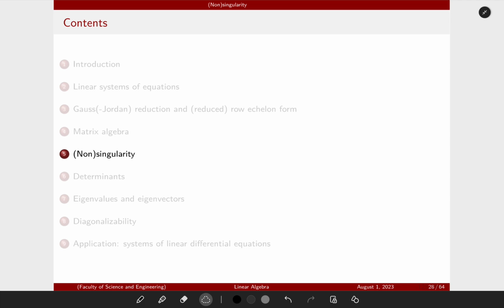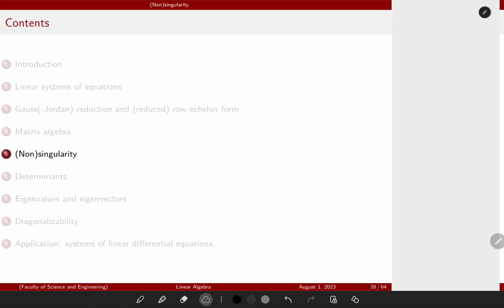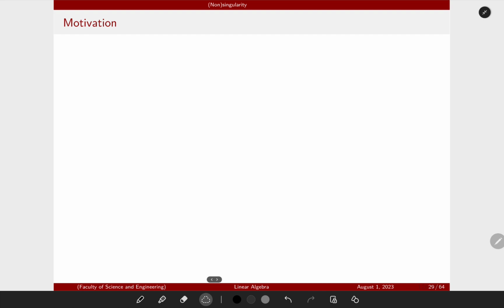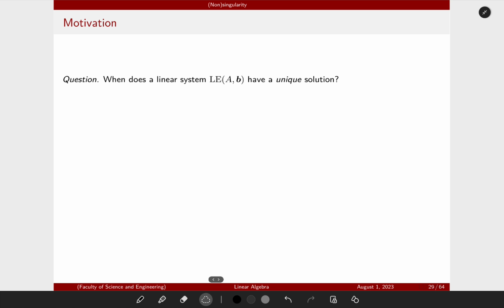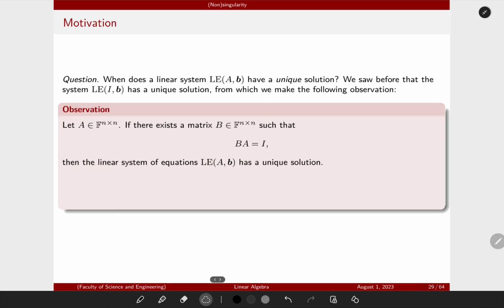So we'll talk about a more abstract concept, which is the concept of non-singularity, which in a way relates to Gauss-Jordan reduction. So we first want to motivate why you're interested in this topic. So the question that we have is, when does our linear system, Ax = b, have a unique solution? So we saw before that if you have the identity matrix and b is an n-vector, then it has a unique solution, which is the solution x equal to b.